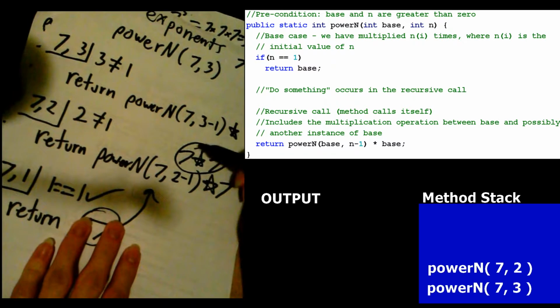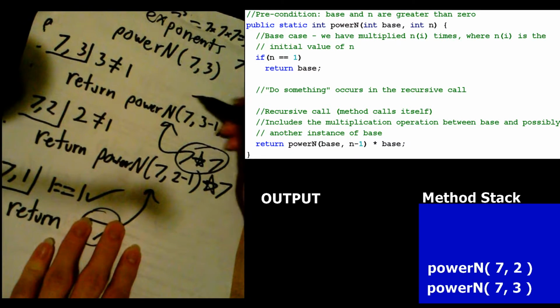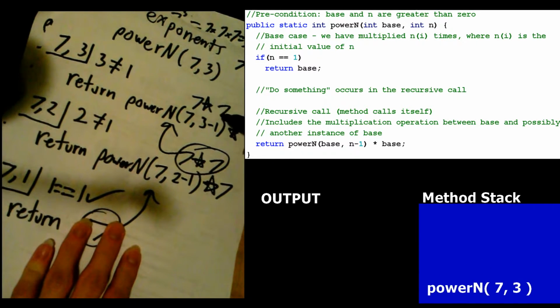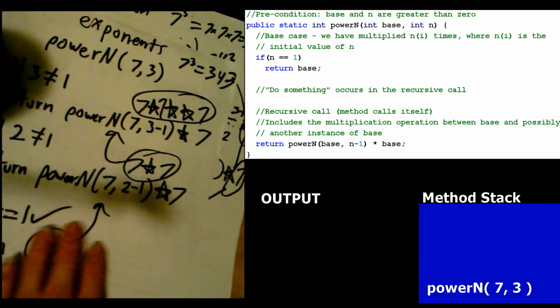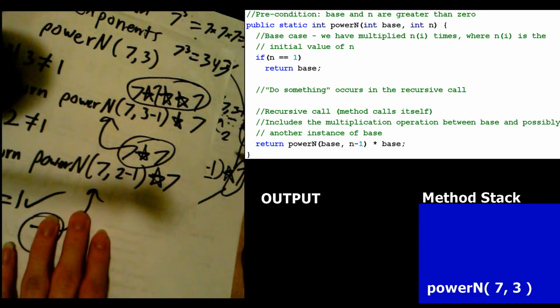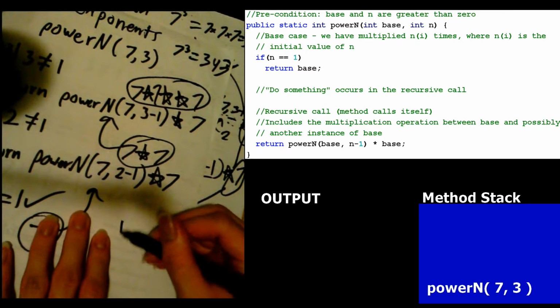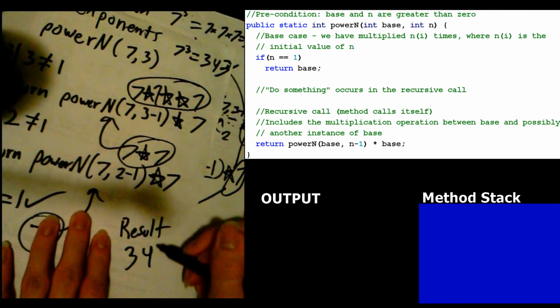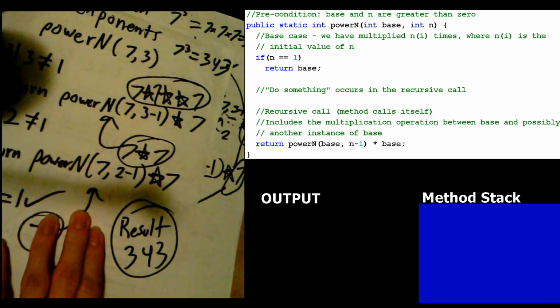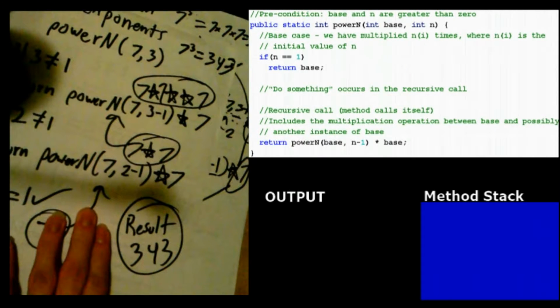That's 49. So then that replaces this call up here, making that be 7 times 7. Oops. Yeah, that didn't really come out well, but still. It replaces that one, so it's now 7 times 7 times 7, which then goes back up to the very top, and it returns that value. 7 times 7 times 7, which is 343.